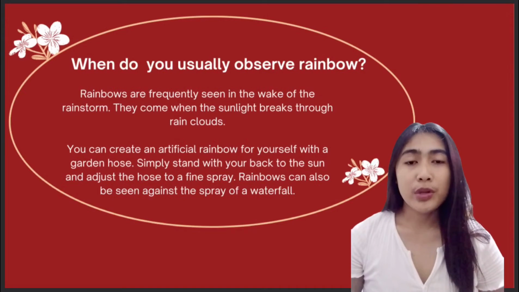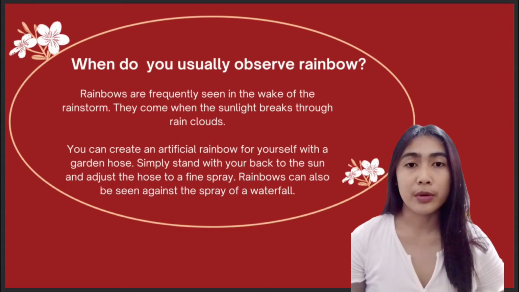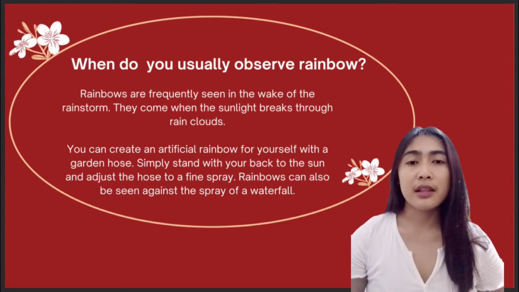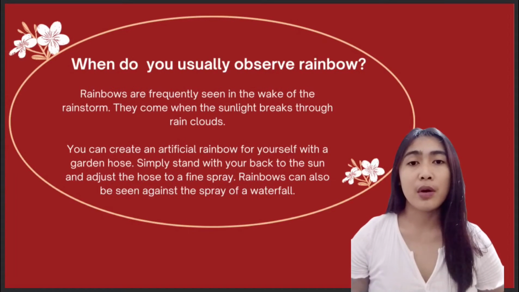When do you usually observe a rainbow? Rainbows are frequently seen in the wake of a rainstorm. They come when the sunlight breaks through rain clouds. You can create an artificial rainbow for yourself with a garden hose. Simply stand with your back to the sun and adjust the hose to a fine spray. Rainbows can also be seen against the spray of a waterfall.